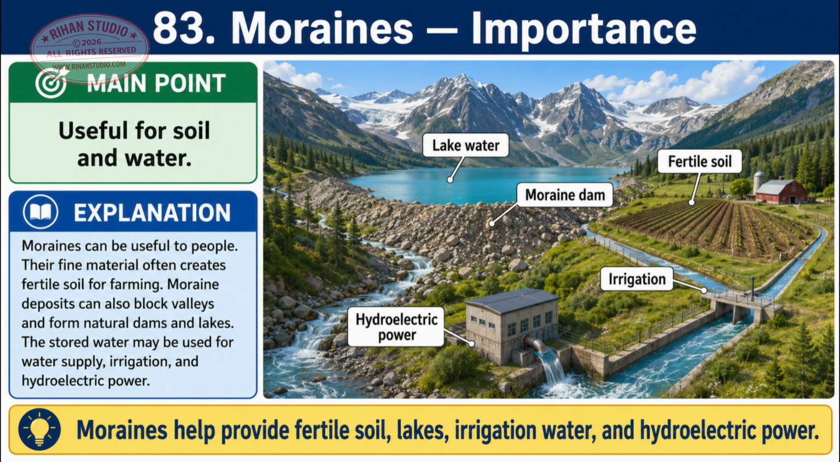Moraines. Importance. Useful for soil and water. They create fertile soil and can form natural dams and lakes for water supply, irrigation, and hydroelectric power. Moraines are useful to people because the fine material in them often makes fertile soil for farming. Moraines can also block valleys to create natural dams and lakes, and this stored water is then used for water supply, irrigation, and sometimes hydroelectric power.